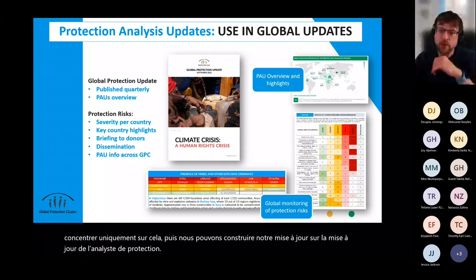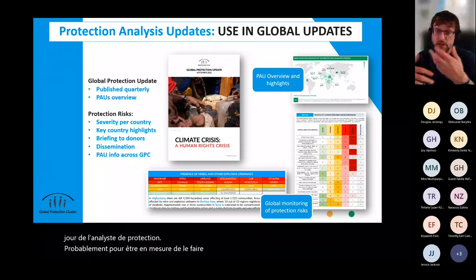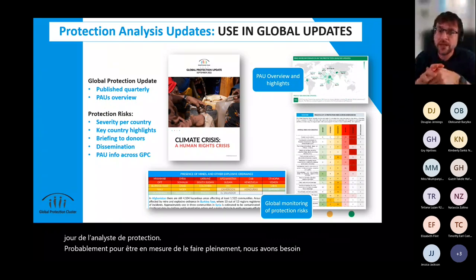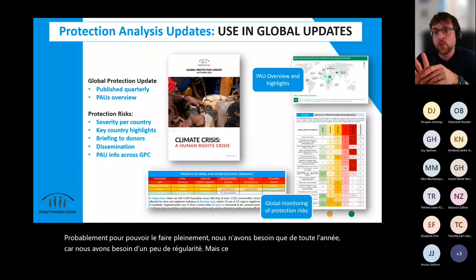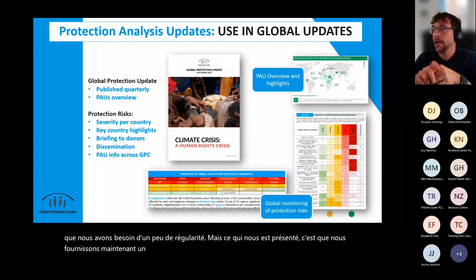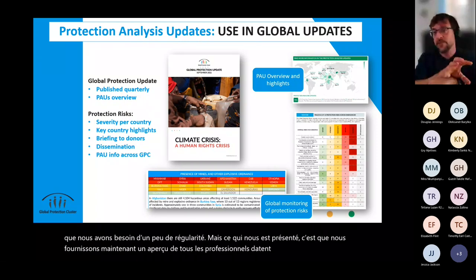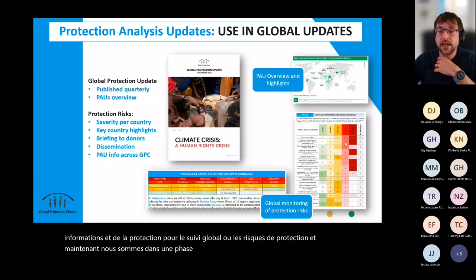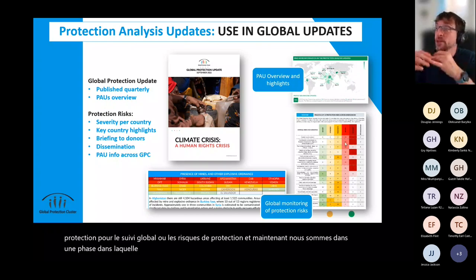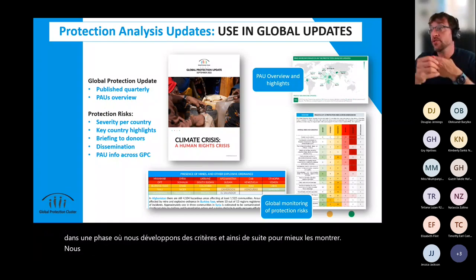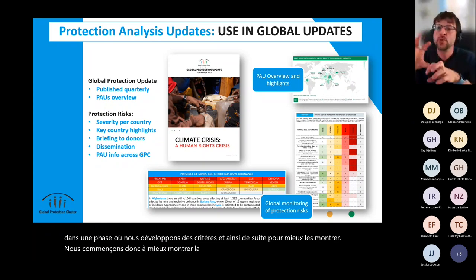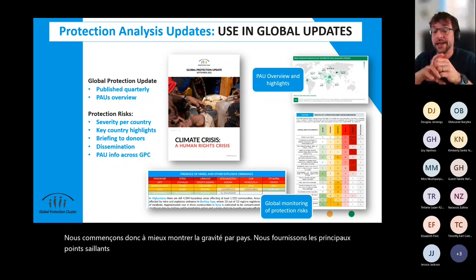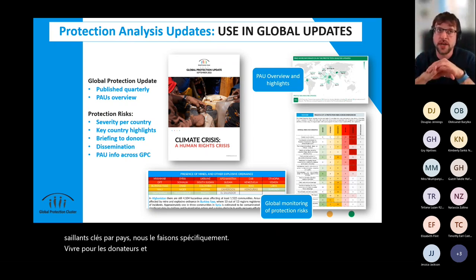Probably to be able to do that fully, we need the whole year, because we need a bit of regularity. But what we already introduced is that we now provide an overview of all protection analysis updates from one side. But also we start using your information in the protection analysis update for the global tracking of protection risks. And now we are in a phase in which we are developing criteria to show them better. So we start showing better severity by country. We provide key country highlights. We do specific briefings to donors, and we are trying to use much more the protection and disability information across the whole global protection cluster.